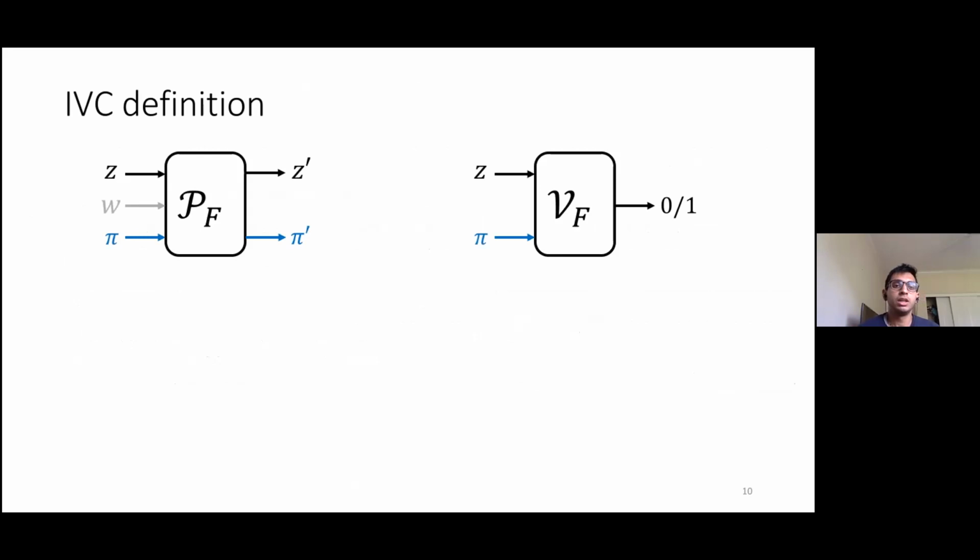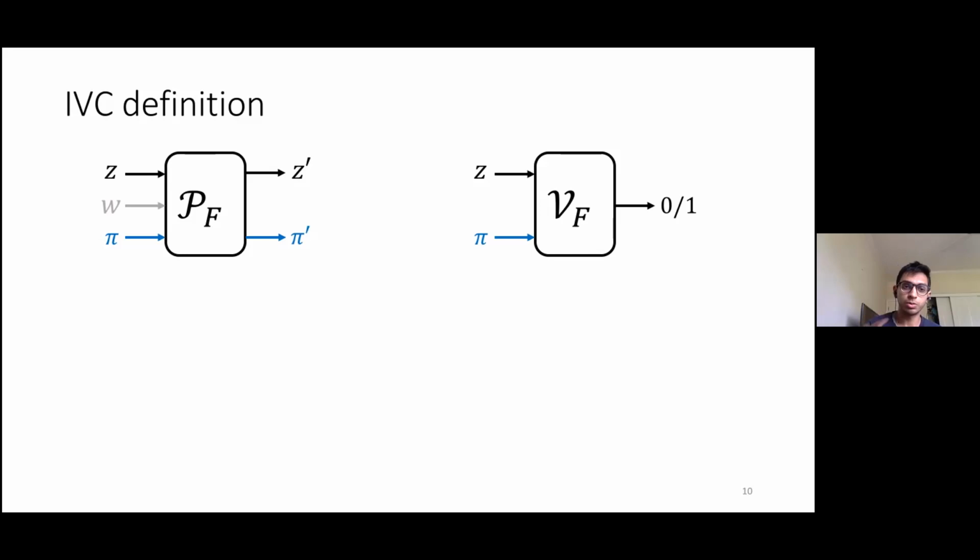Okay. So before we dive in, what is IVC formally? There are two parties, a prover and a verifier. The prover takes in the current state input z and a corresponding witness w, and a proof pi that attests to the correctness of the computation thus far. Then it produces a new proof, pi prime, which ensures that f applied to z comma w results in z prime.